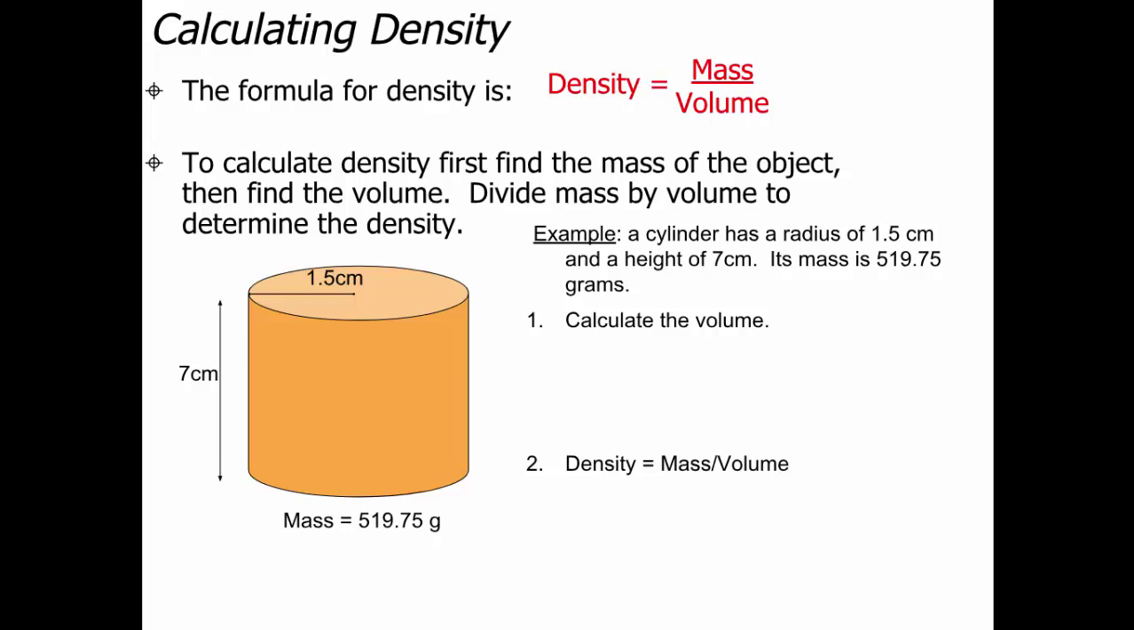If we have the actual objects in our hand, we just need to follow our usual steps that we've already learned to figure out the mass of the object, to figure out the volume of the object, and then plug the mass and volume into our formula to determine the density. So here's an example. I have a cylinder with these dimensions and these measurements.